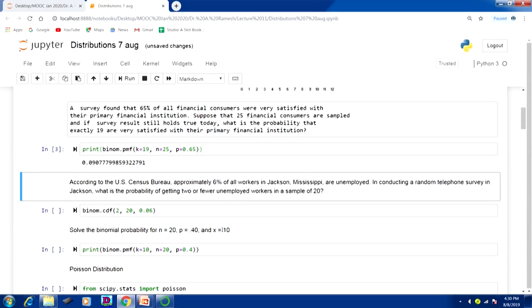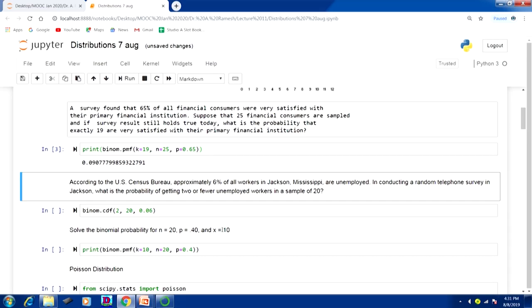This problem is also taken from that book. According to the US Census Bureau, approximately 6% of all workers in Jackson, Mississippi are unemployed. In conducting a random telephone survey in Jackson, what is the probability of getting 2 or fewer unemployed workers in a sample of 20? Here we want to know 2 or less. So, the probability of 0 plus probability of 1 plus probability of 2. So, we have to do the cumulative distribution function.